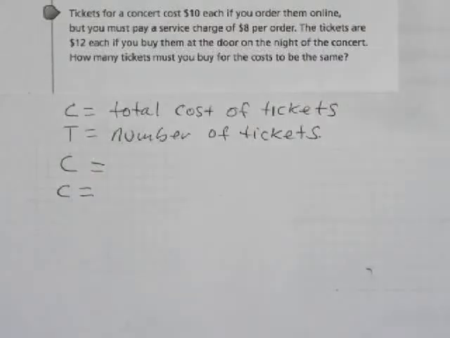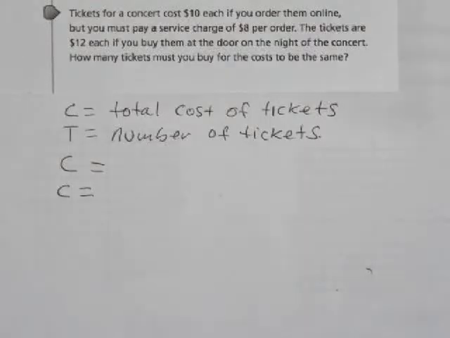In this video, we have a word problem that we need to solve, and this word problem represents a system of linear equations. So let's read it, and let's set it up, and let's solve it. Tickets for a concert cost $10 each if you order them online, but you must pay a service charge of $8 per order. The tickets are $12 each if you buy them at the door on the night of the concert. How many tickets must you buy for the costs to be the same?